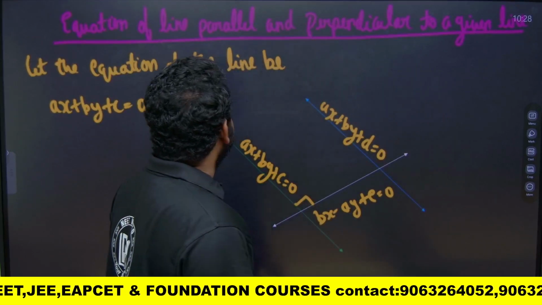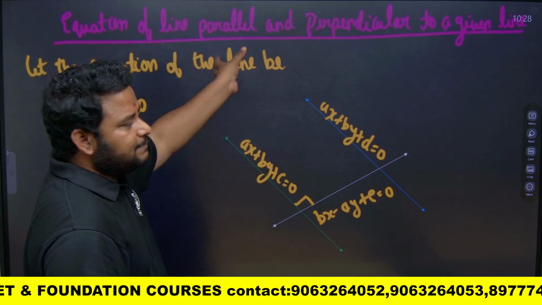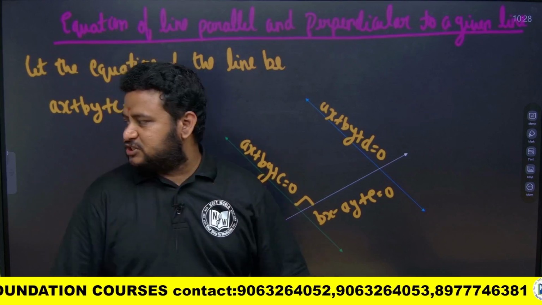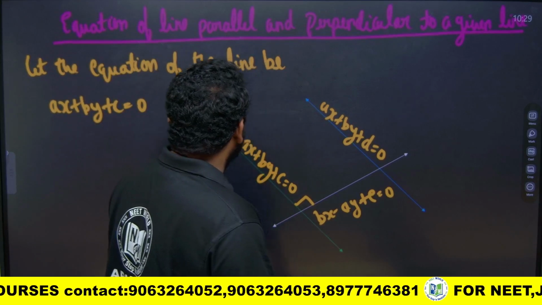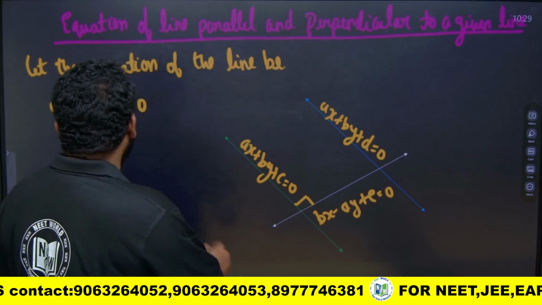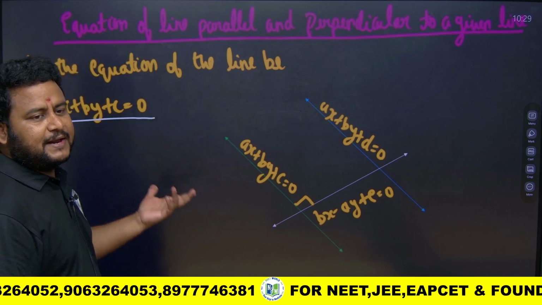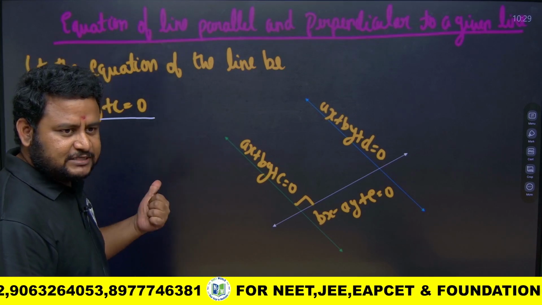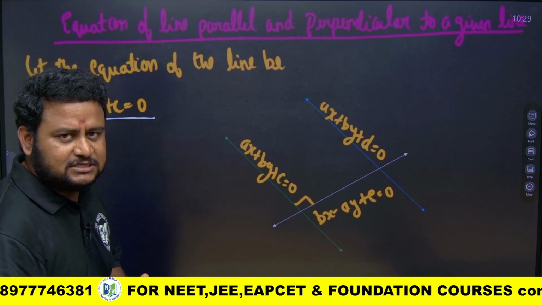Now, equation of a line parallel and perpendicular to a given line. This means what? Suppose a line ax plus by plus c is equal to 0 be given. For this, how to write a parallel line? This I discussed in the previous class also. Let us revise again.